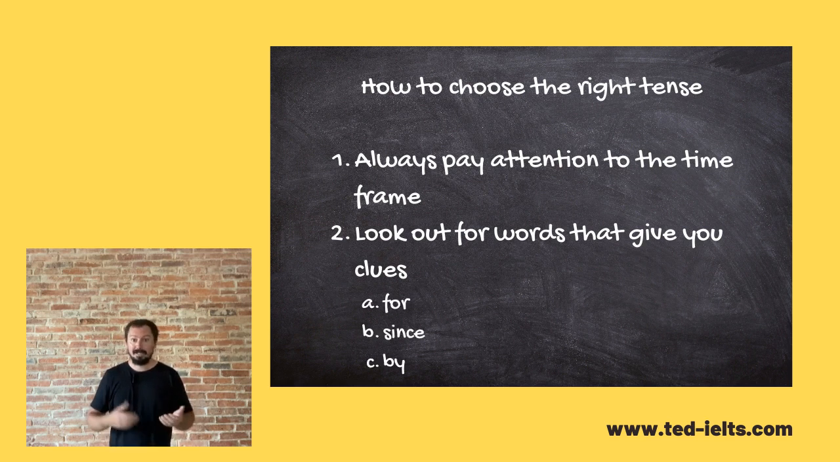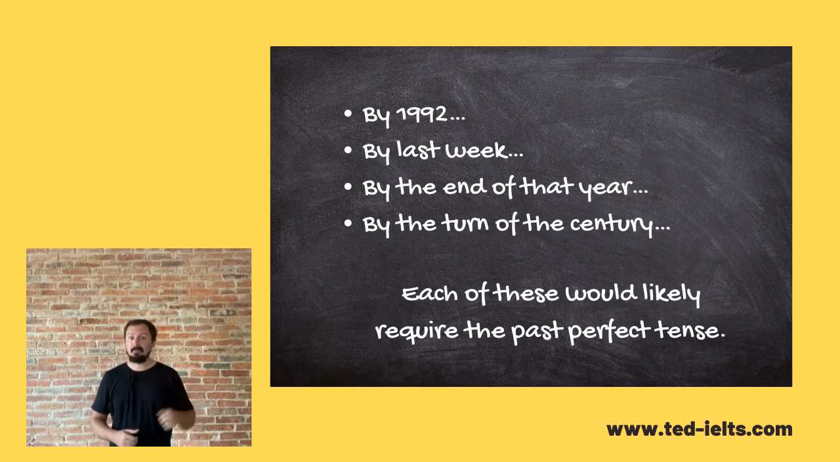We often use for and since with the past perfect. That's because they typically suggest that something began in the past and leads up to the present. You can also look out for the word by, which is frequently used with the past perfect tense. For example, we often see by and then some point in time. In each of these examples, it is very likely that we would need the past perfect tense. That's because by indicates that what we're looking for happened in the period prior to that point in the past.